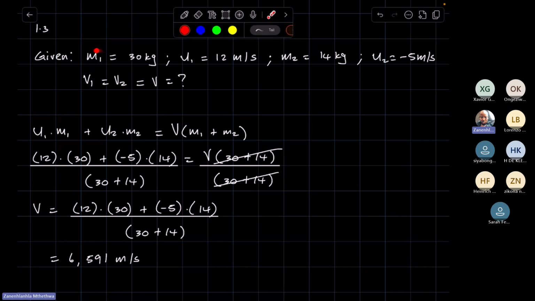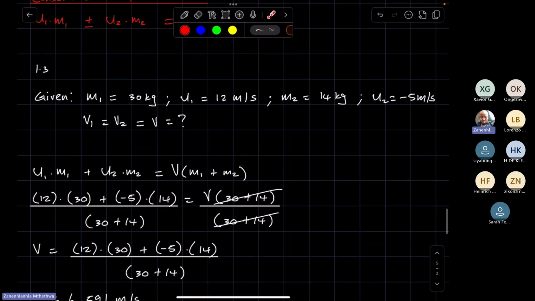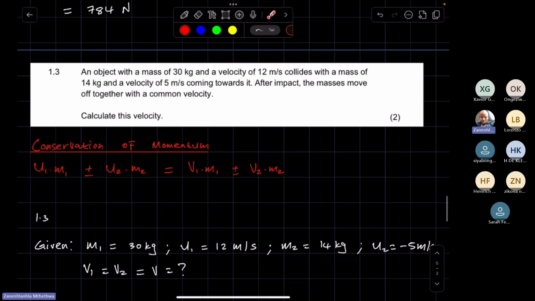Any questions? So yes, you don't make mass 2 a negative, seeing that mass 2 is heading in the opposite direction of mass 1. You only take the velocity as minus. So here we took, right. If you look here, they said mass 2 is coming towards mass A, I mean mass 1, essentially.